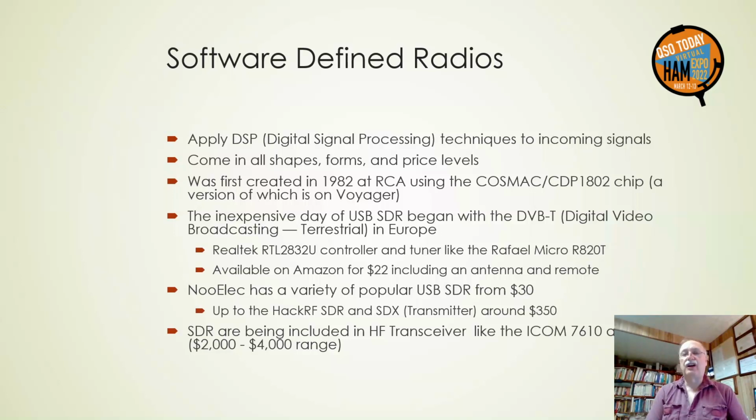And you can get these on Amazon for $22, including an antenna and a remote. Nooelec has a variety of popular USB SDRs from about $30, and these are upgrades from the basics. They sell as fancy as the HackRF SDR and SDX transmitter for around $350. And SDRs are being included in HF transceivers like the ICOM 7610 or others in the $2,000 to $4,000 range. So you have a choice. You can go inexpensive, you can go very expensive.